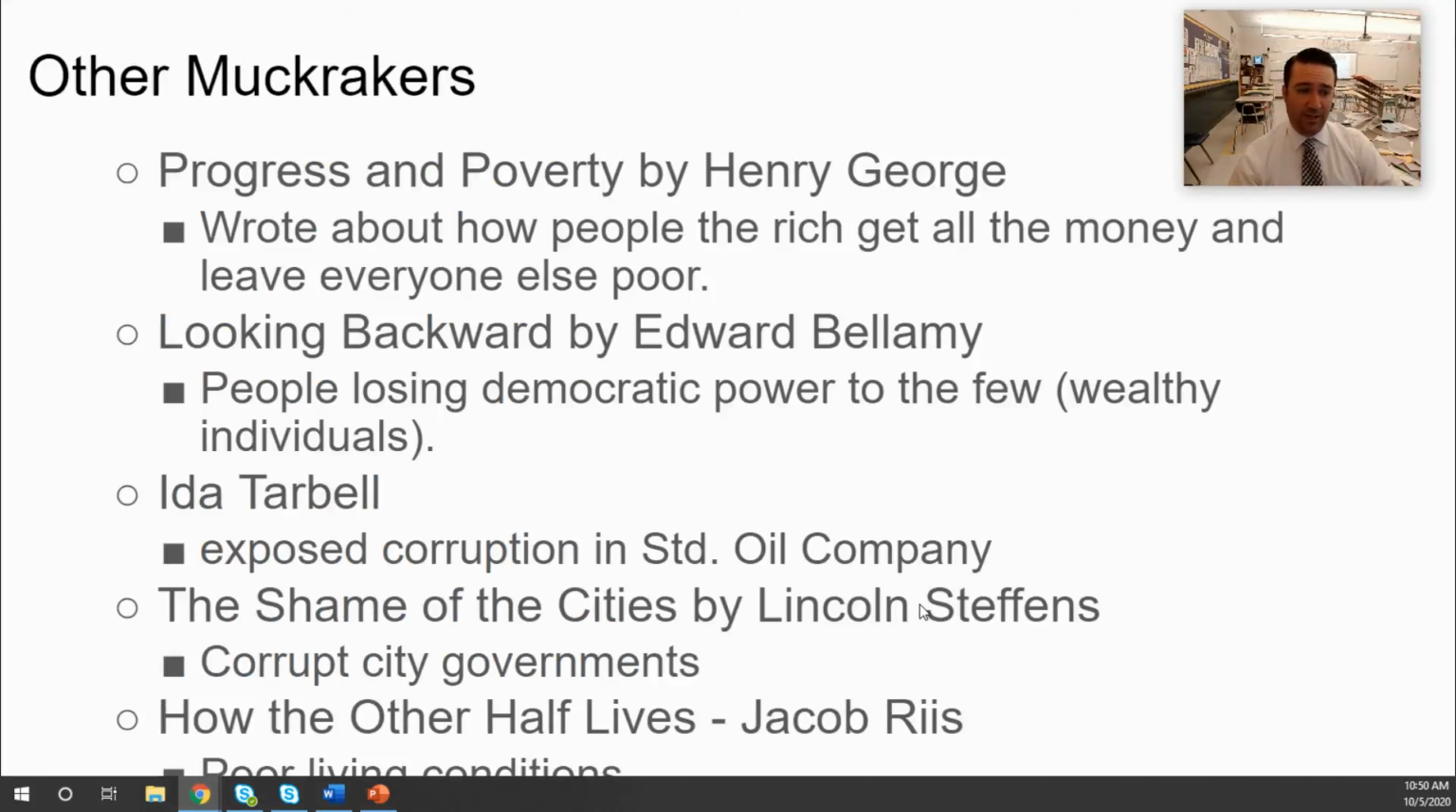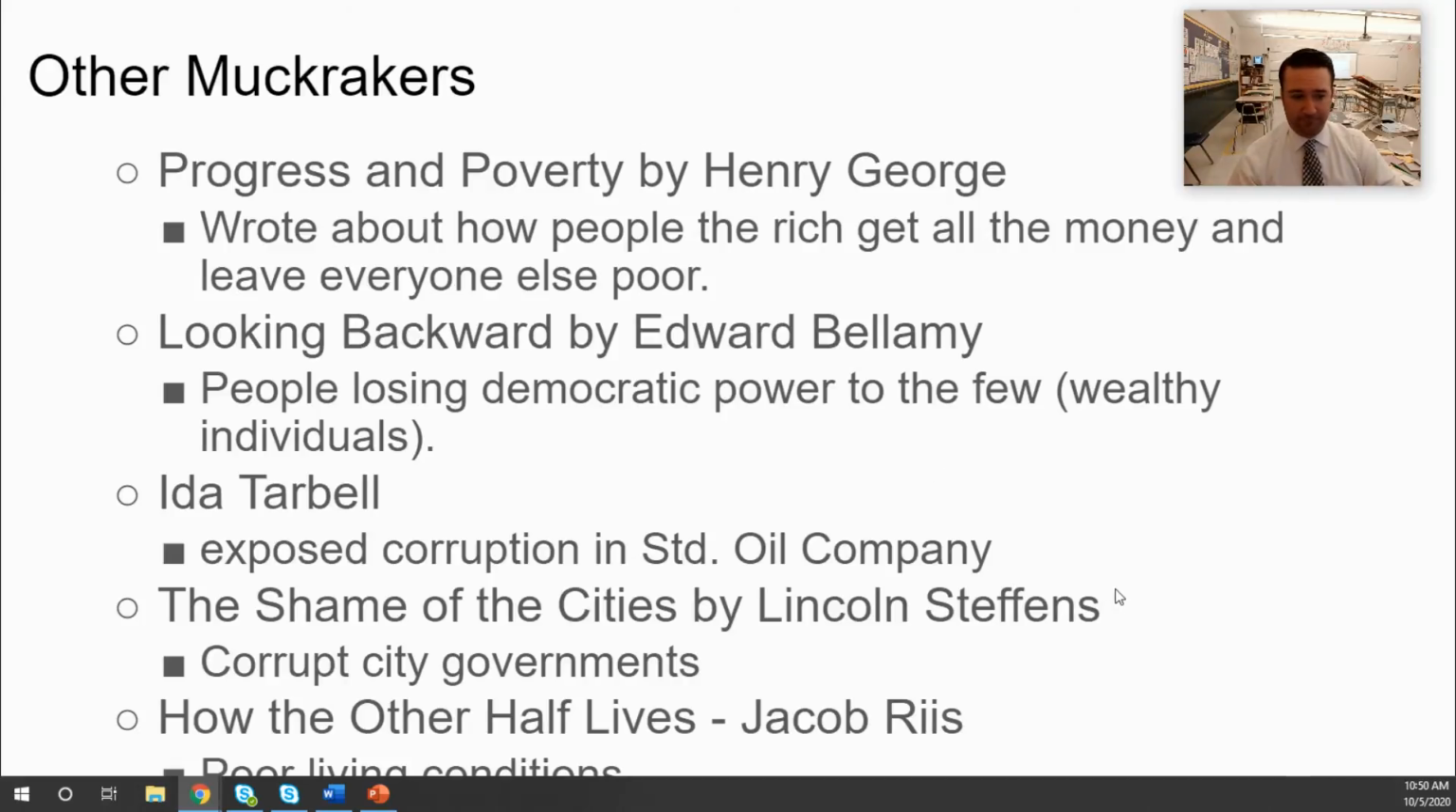So other muckrakers that expose some of the ills of society: Progress and Poverty by Henry George. He talks about the increasing disparity and gap between the wealthy and the poor. And so more people will call for reforms in taxation and how we spend money as a government to somehow redistribute some of that wealth in the form of social programs. Looking Backward by Edward Bellamy is going to talk about how corruption runs rampant in democracies because the power of influence is held in the hands of the very few wealthy over the working poor and middle class.